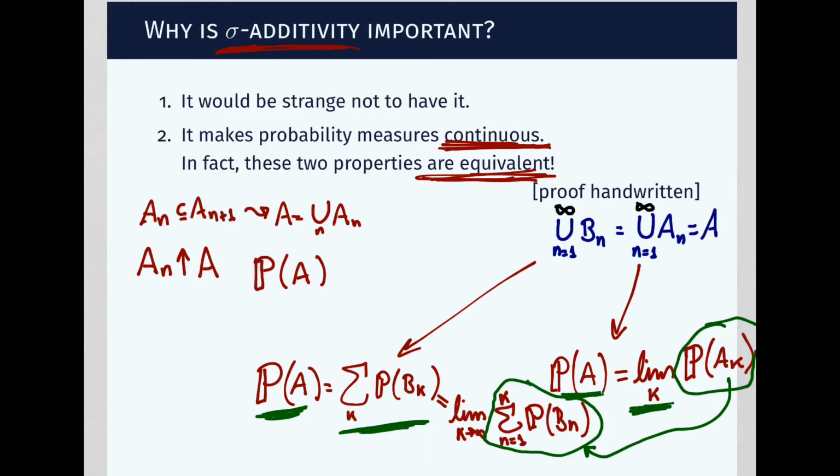And this is why we claim that these two properties, continuity and sigma additivity, are equivalent. So we really want sigma additivity either because we want it by itself, or because we want a probability measure to be continuous.